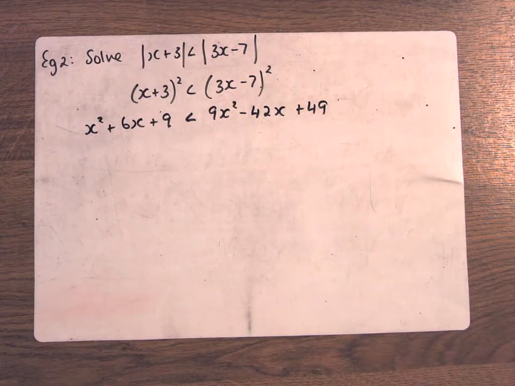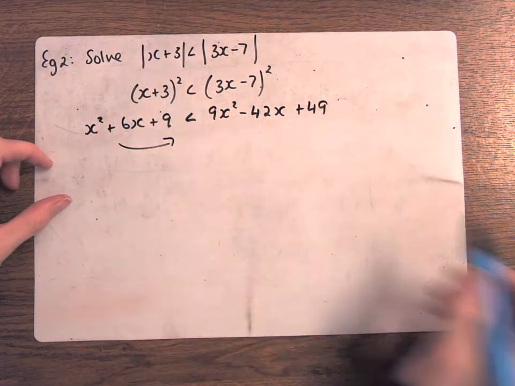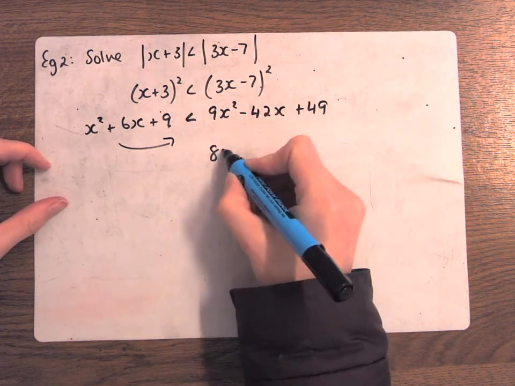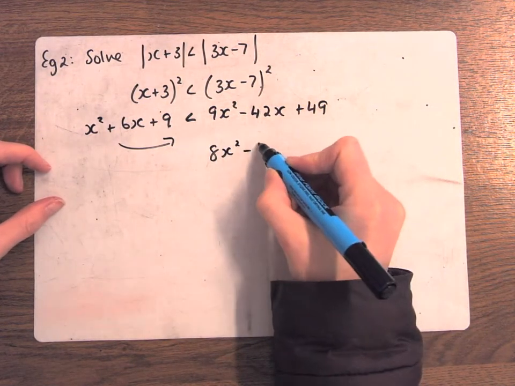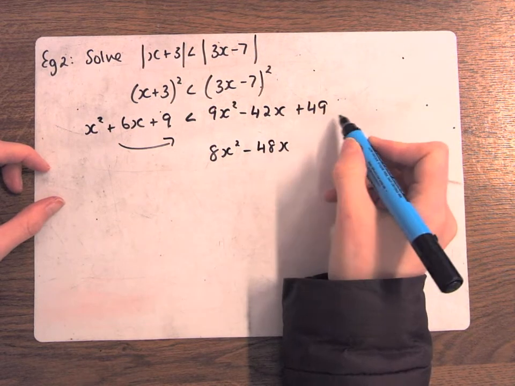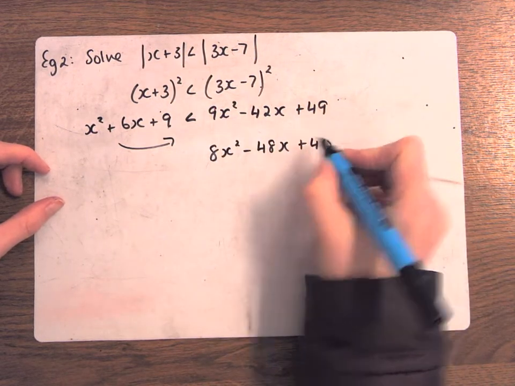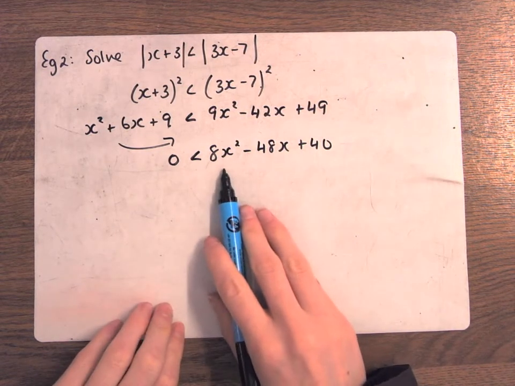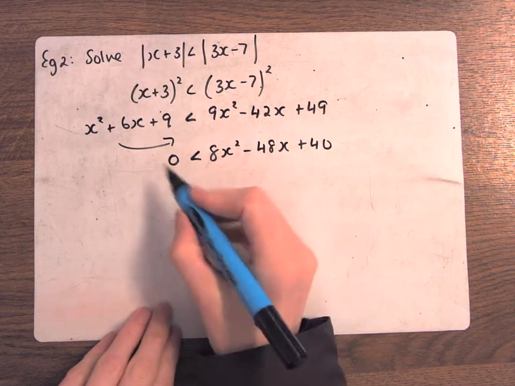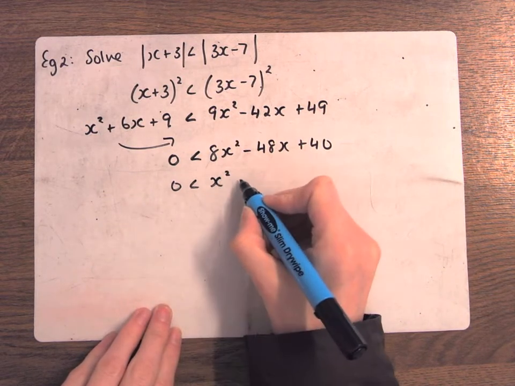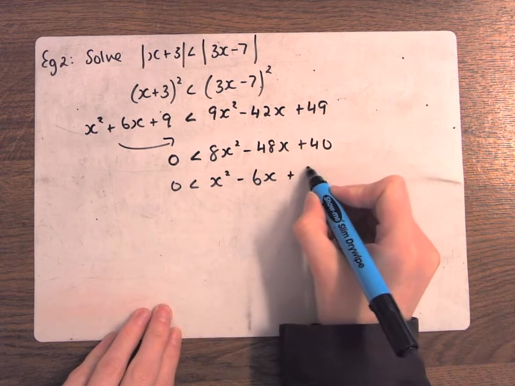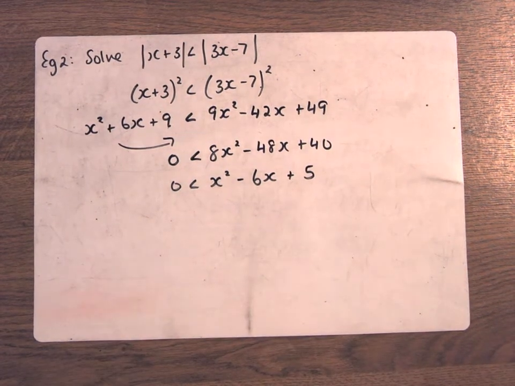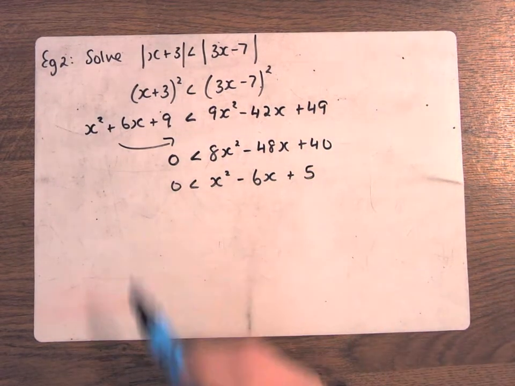You okay with that? Now, all of this comes over there, so I'm going to have 8x squared minus 48x, 49 take 9 plus 40. Now, 8 goes into each one of those, doesn't it? So I can divide that all by 8. And this is what I have. x squared minus 6x plus 5 is greater than 0.